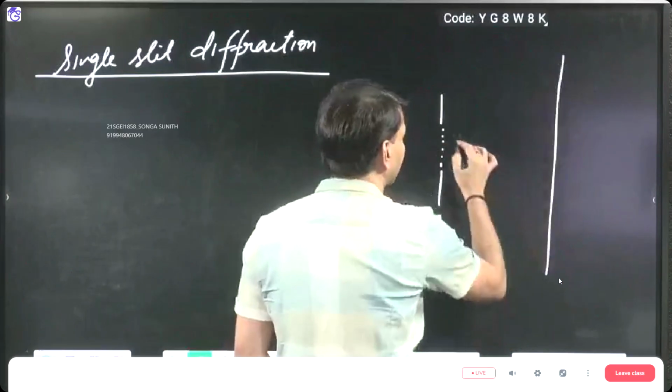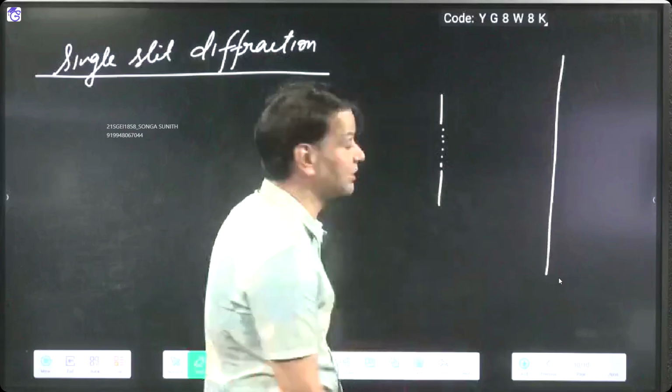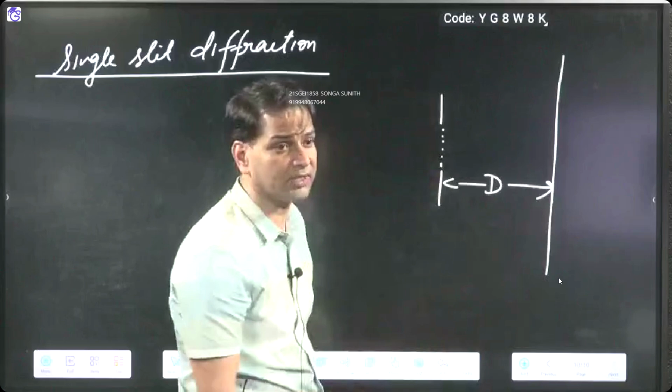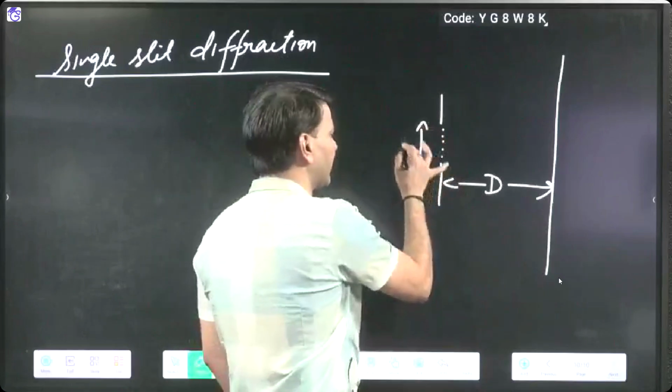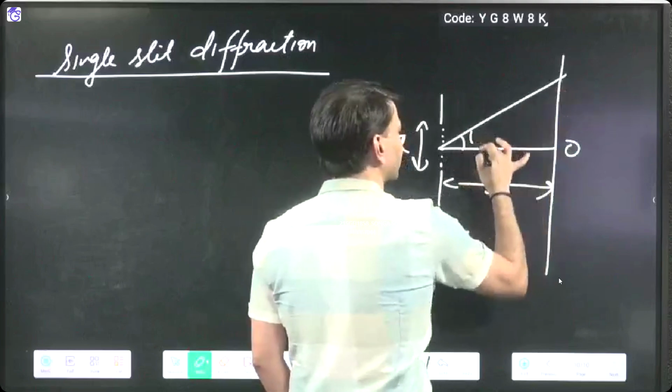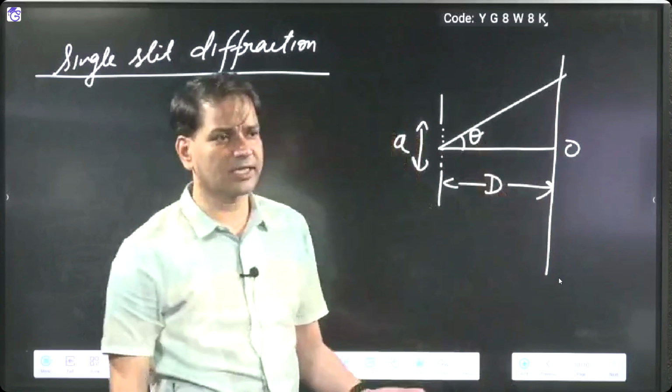So on the screen, they are superimposing. That's why a large number of sources are meeting. Width of the slit, I took as a. From the center, I have taken O. Then angular position, I have taken theta. First minima, second minima, like that.